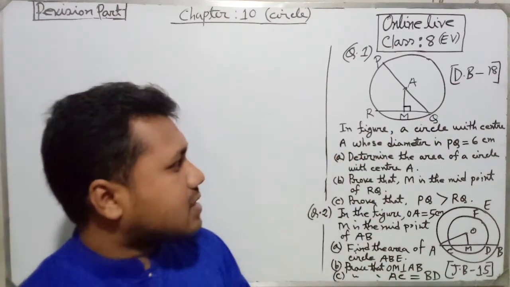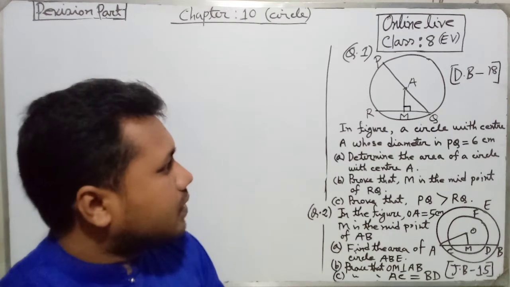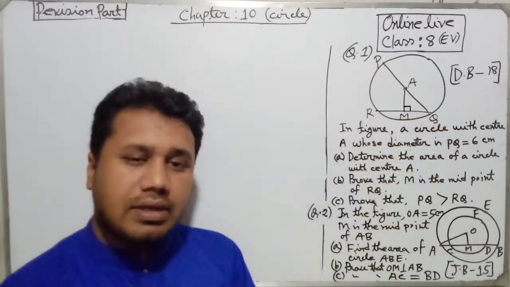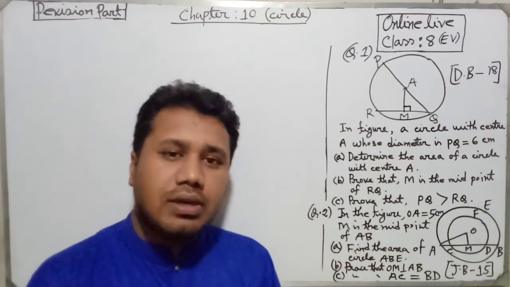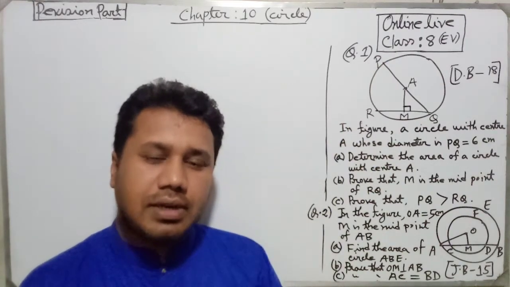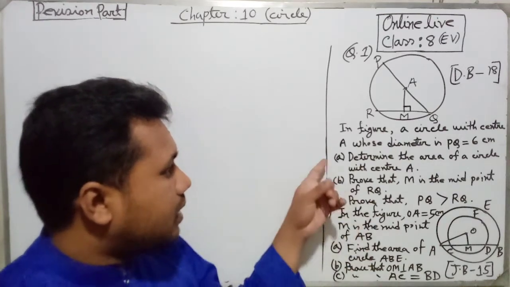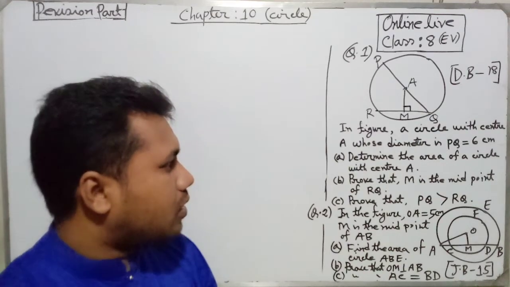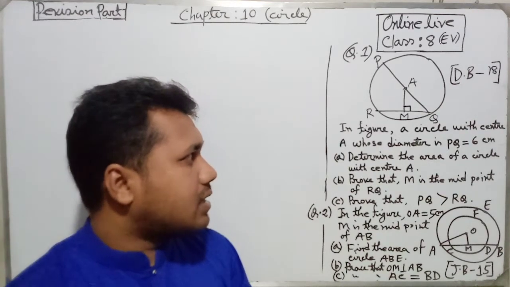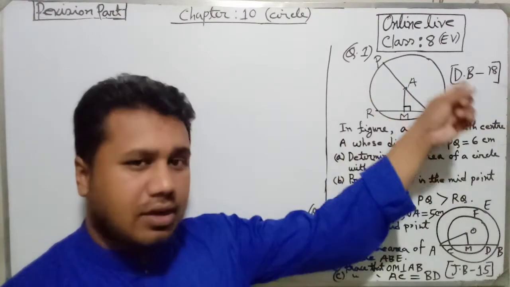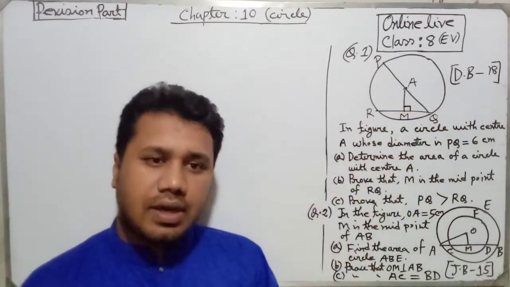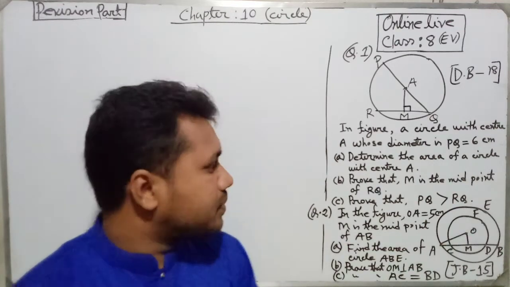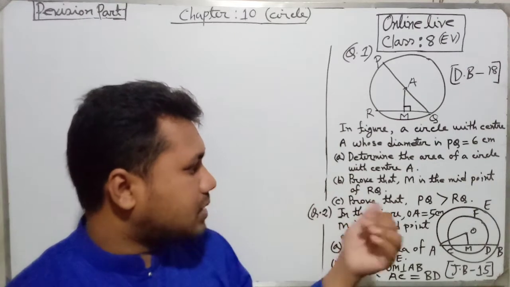In the figure, a circle with center A whose diameter is 6 centimeter. Here PQ is the diameter, it is 6 centimeter. So radius will be half of diameter, that means 6 divided by 2, 3 centimeter. A number question said that determine the area of a circle with center A. That means now we have to find the area of the circle with center A. So we know the formula of area, pi r square.